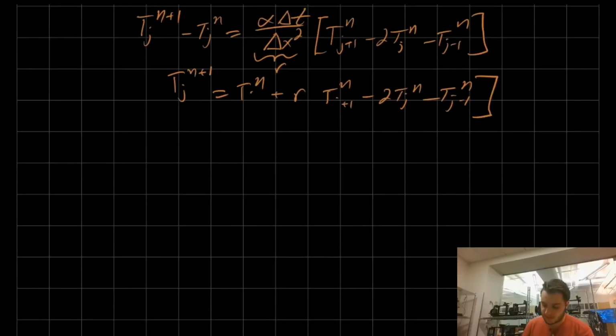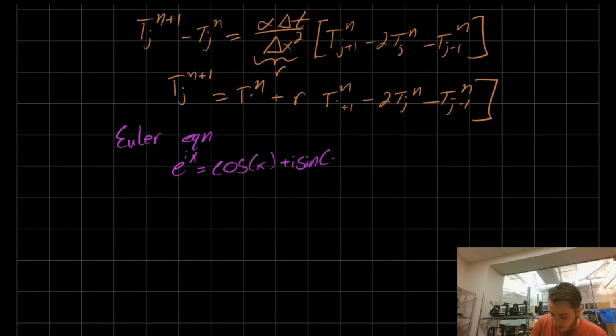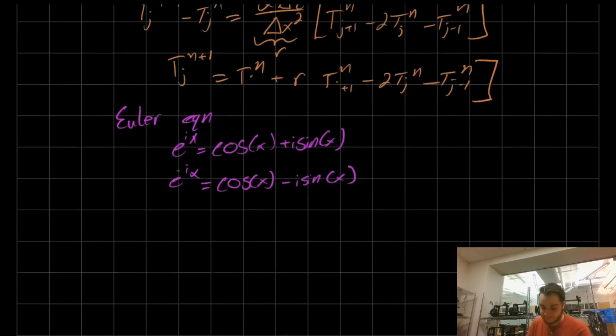Alright, so today we're going to be doing the von Neumann stability analysis for this function. So first let's pull out our Euler equation. That just states that e to the ix is equal to cosine x plus i sine of x. And then e to the negative ix is equal to cosine x minus i sine of x.